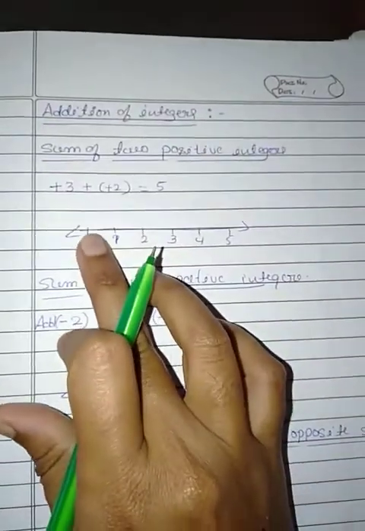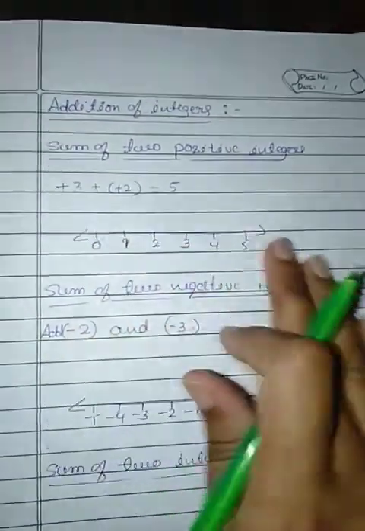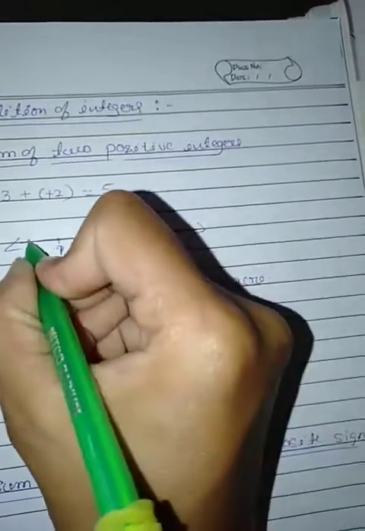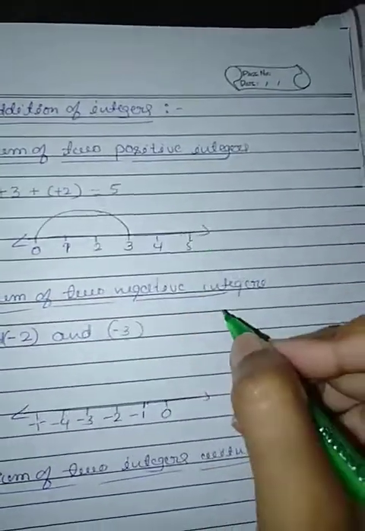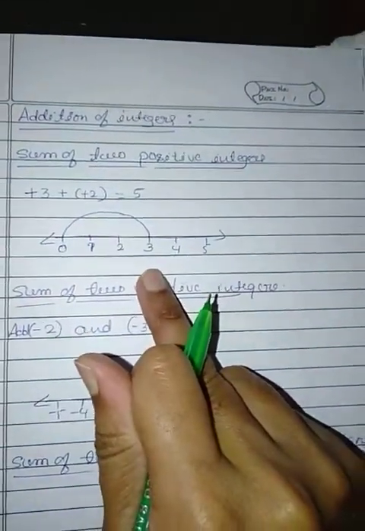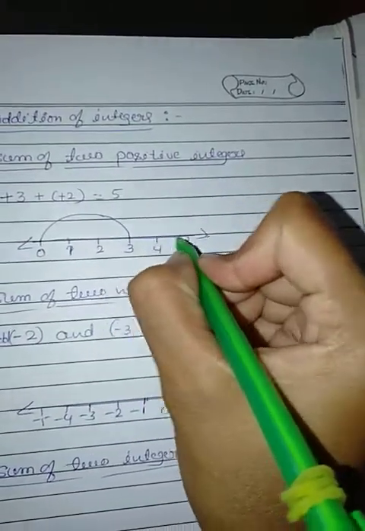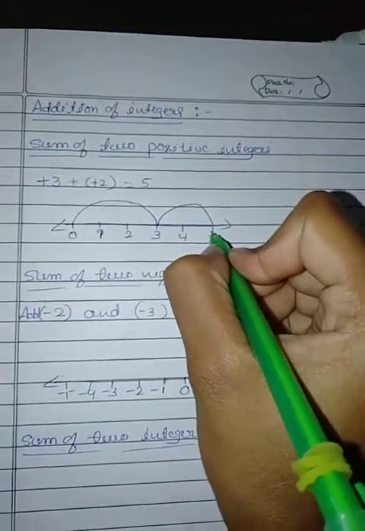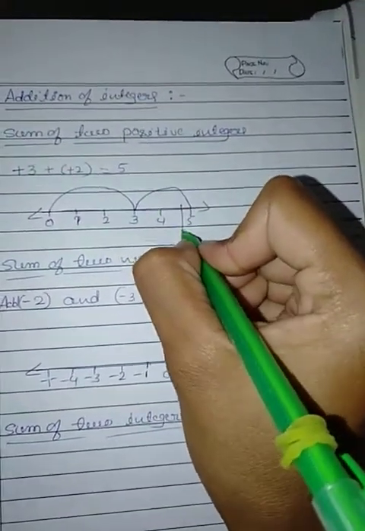See here, first you start from 0 and move 3 places to the right. Okay, 1, 2, 3. First move 3 places to the right. From 3, then you move further 2 places. This is 1, 2. So we get plus 5. Now you reach plus 5. So the answer is plus 5.